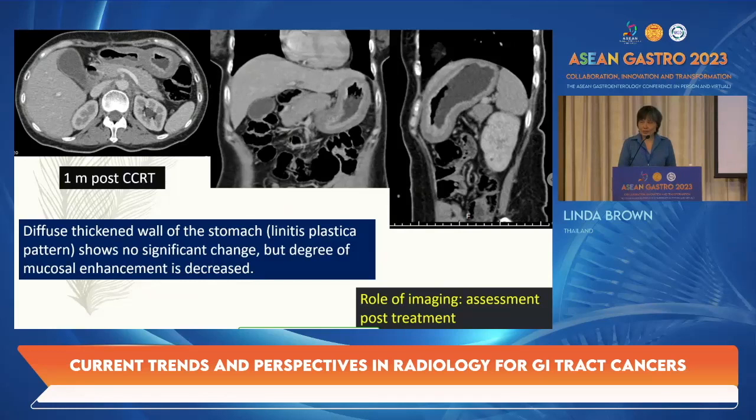After treatment, of course, the follow-up is still a CT. This is post CCRT after 1 month. You can see that the stomach still shows diffuse thickened wall, but the degree of mucosal enhancement is much decreased, and the encasement of the vessel is also decreased. So there is some response to treatment based on CT information.